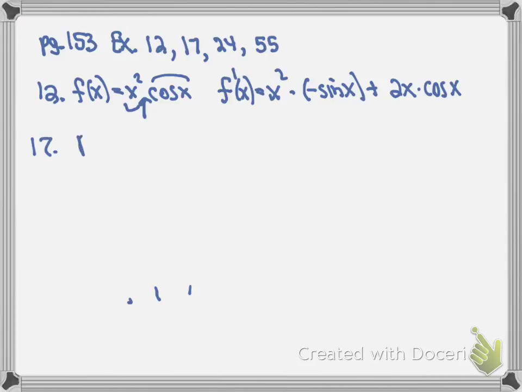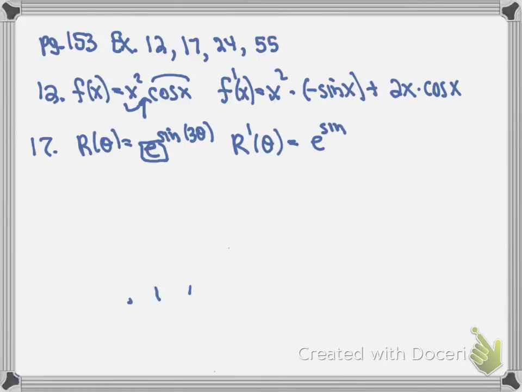Number 17. You are looking for the derivative of the function r of theta equals e to the sine 3 theta. The last operation that we do is this exponential here, so we're going to have to use the exponential rule. The derivative of e to any power is e to that power. So I write down e to the sine 3 theta, multiplied now by the derivative of the exponent.